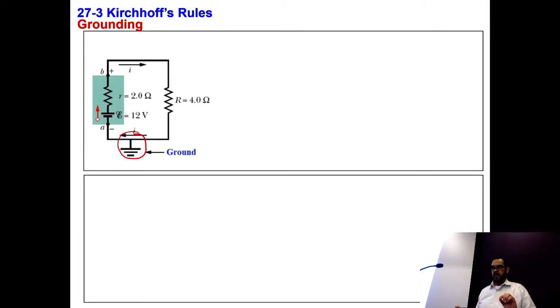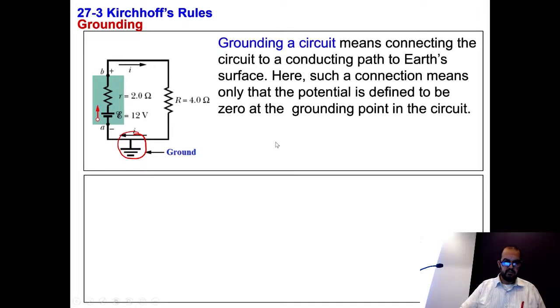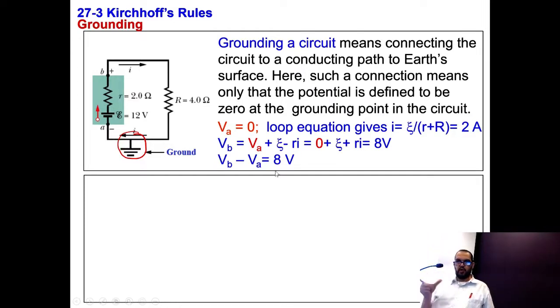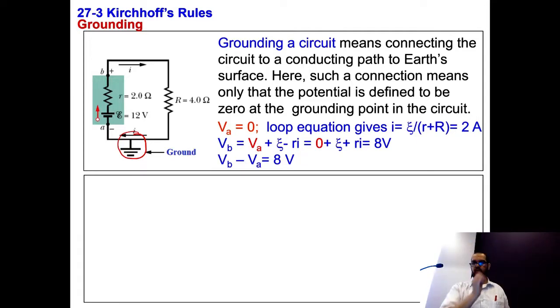Okay, so this is what we call ground. Grounding a circuit means connecting the circuit to a conducting path to the earth surface. Such connection means only that the potential is defined to be zero at the grounding point in the circuit. It does not affect the changes of potential. Delta V's are going to be the same in your circuit. The potential differences are still going to be the same. The only thing is that now that point has zero voltage.